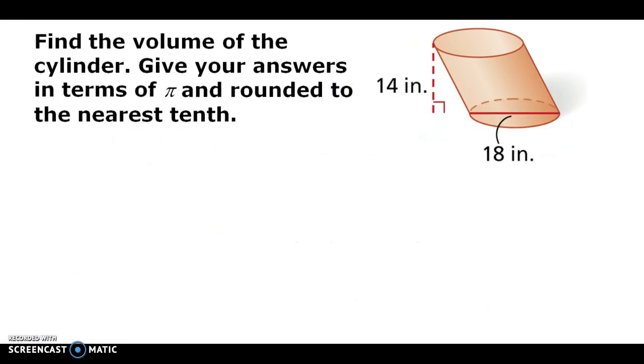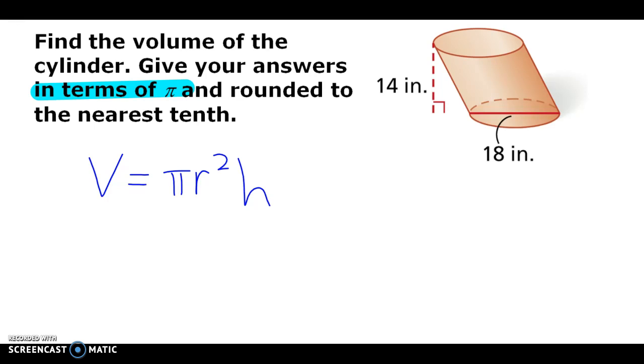So we're finding the volume and giving our answer in terms of pi. So our volume is still base times height. But what's the capital B in this case? Pi r squared. Pi r squared is the base, and then times the height.